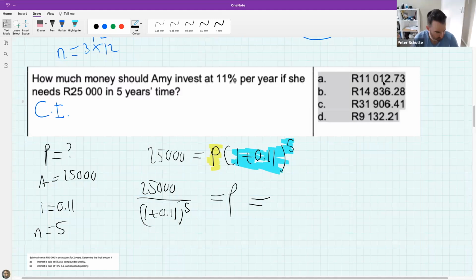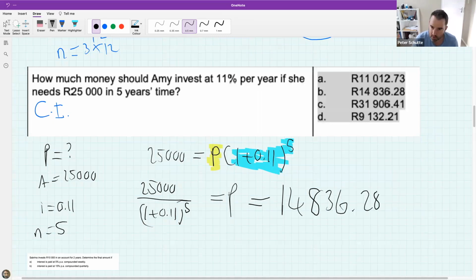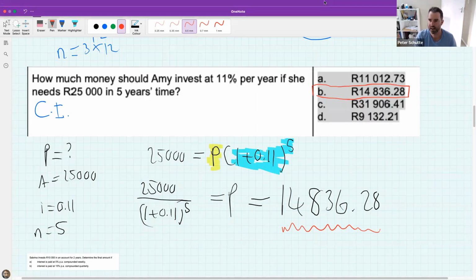Now, what do we think the answer is? Well, let me try it on my calculator. 25,000 divided by 1.11 to the power of 5. And I get 14,836.28, which to me looks like the answer B. Well, it is the answer B. So you have to start off with that much in the bank. And if it grows at 11% per year, it will get to 25,000 in 5 years' time.